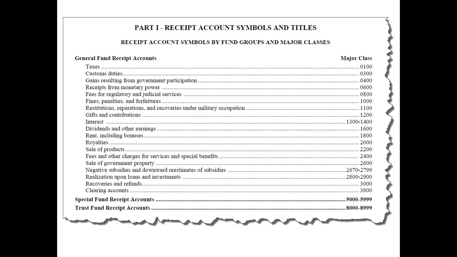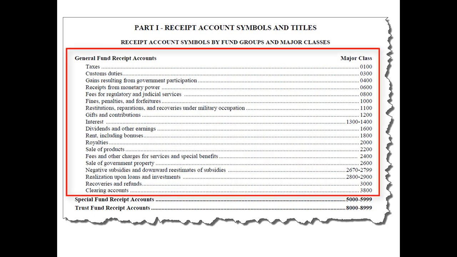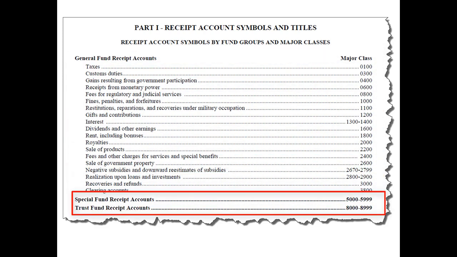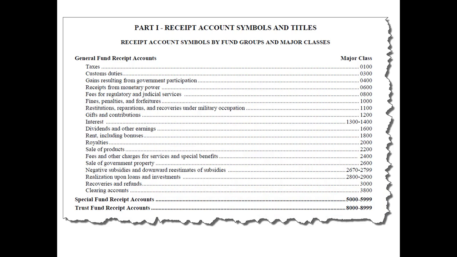It's important to remember that general fund receipt accounts are not earmarked by law for a specific purpose, while special fund and trust fund receipt accounts are. That means that funds collected into the general fund receipt accounts can be used for whatever the Congress wants to appropriate them for. For this reason, there's little or no relationship between the general fund receipt accounts and the general fund expenditure accounts used to spend the funds.